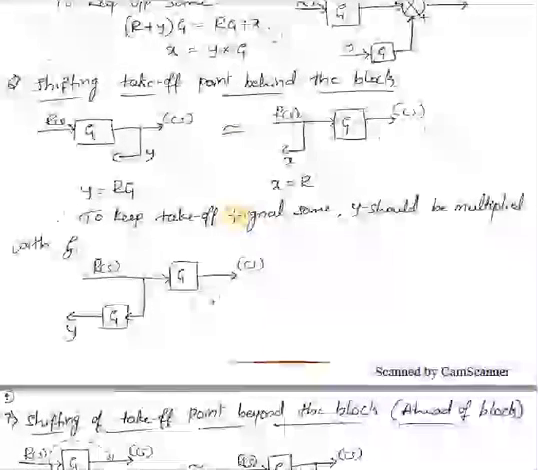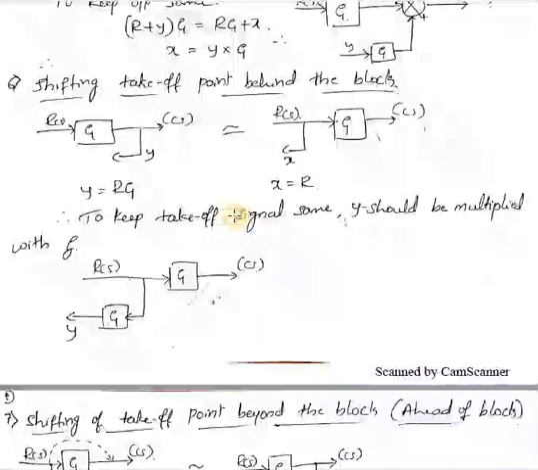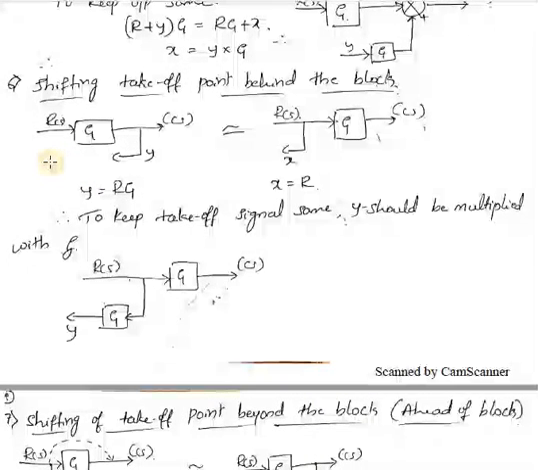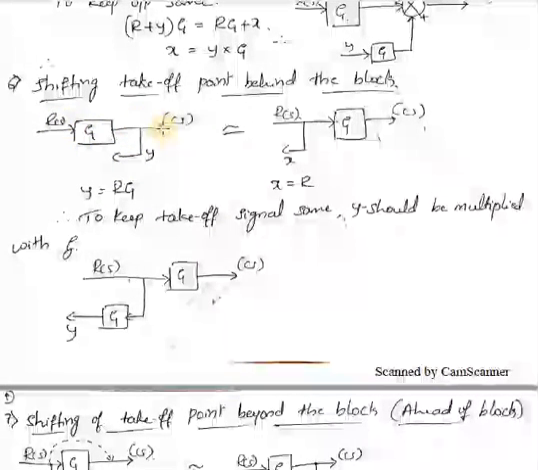Then the next one is shifting of a takeoff point behind the block. So this is the takeoff point. Takeoff point is nothing but a signal which is fed to the feedback element. It is not a part of this, it is a whole signal itself. So the value of this C of S and this Y will be the same. So when it is coming from here, at that time its value will be R into G, right?